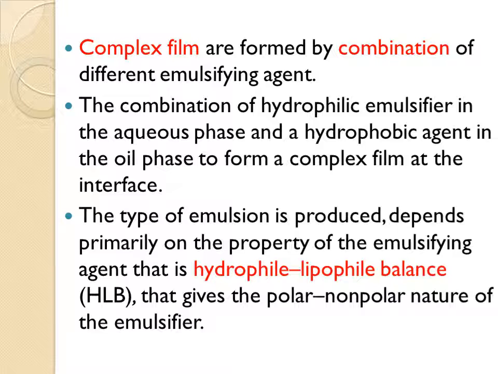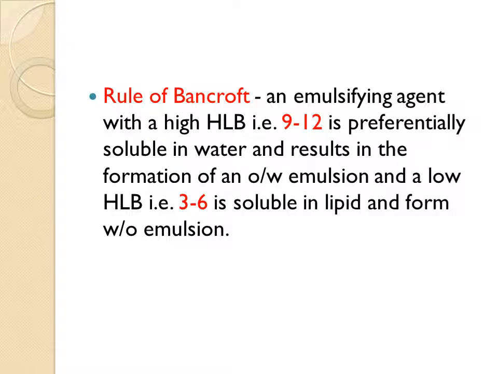Simply we say the HLB gives the polar, non-polar nature of the emulsifier. How much polar and how much non-polar part is there, those things we obtain by using the HLB number. The rule of Bancroft gives which type of emulsion is going to be formed when we obtain the HLB value of the mixture of two emulsifying agents. That particular one we call the rule of Bancroft.